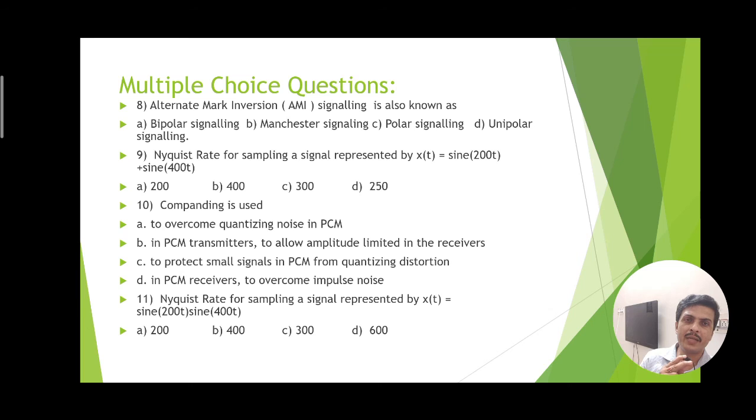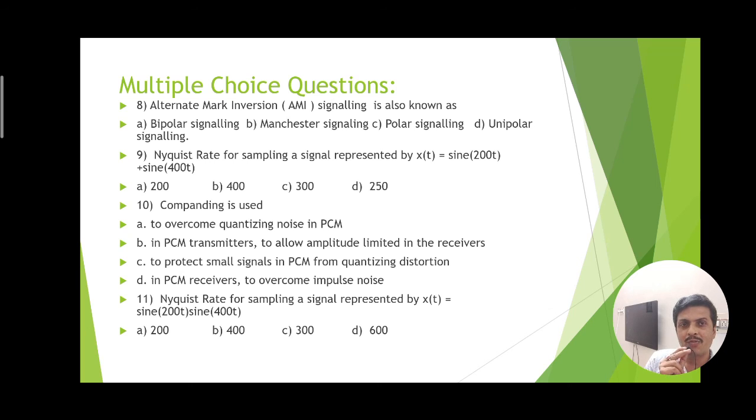Compounding is used to overcome the quantization noise in PCM, to allow amplitude limiting in the receiver, to protect small signals in PCM from quantization noise, or in PCM receivers to overcome impulse noise. Which one is true? Compounding is used to reduce the fluctuation of the magnitude. If the fluctuation is reduced, then only the error approximation could be reduced. So to overcome the quantization noise in PCM may be the answer for question number 10.